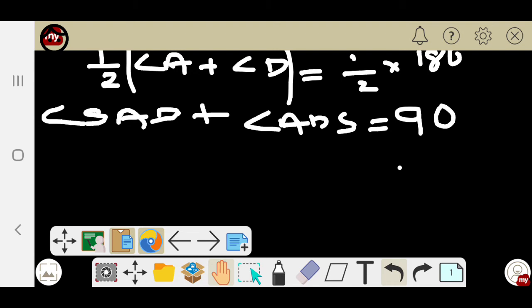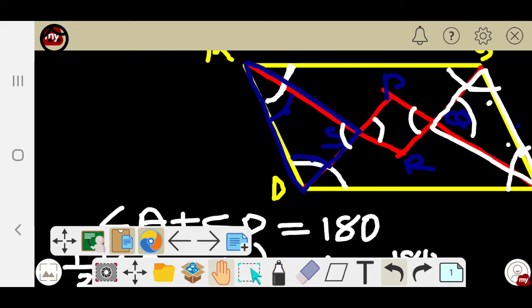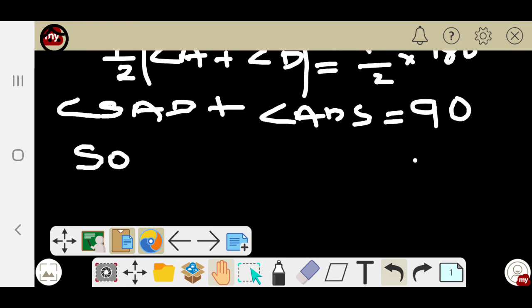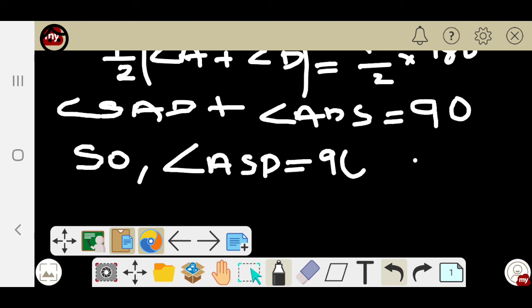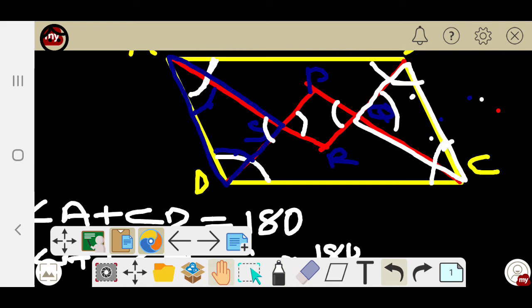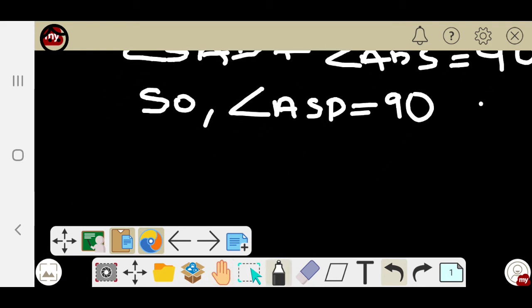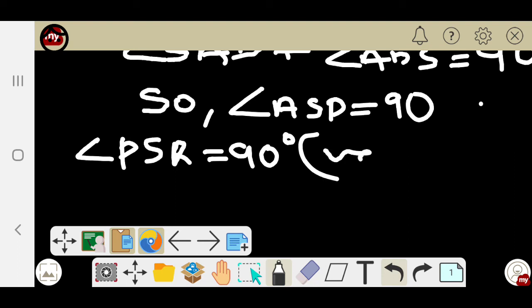Angle SAD plus angle ADS is 90 degrees. So, what we can write? Angle ASD equals 90 degrees. I've already told you the reason, because the sum of angles in a triangle is 180. So, that two sum is 90. So, remaining also 90. Angle ASD 90 means what we can tell? Angle PSR also 90. Why? Vertically opposite angle.